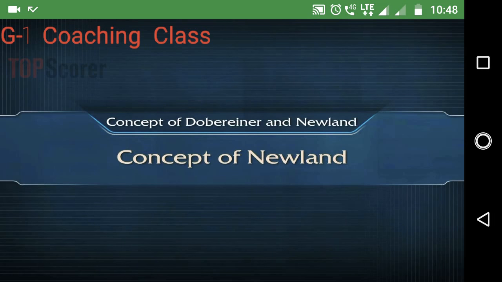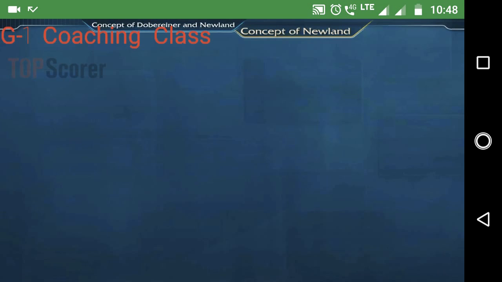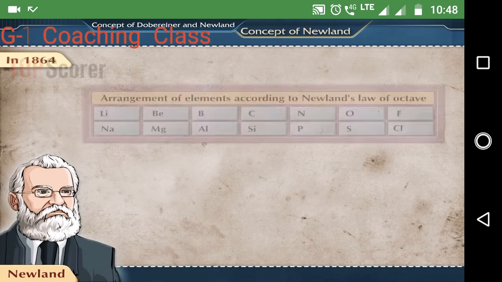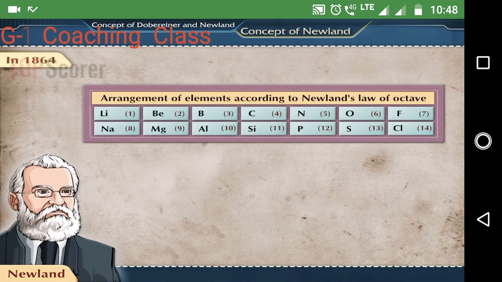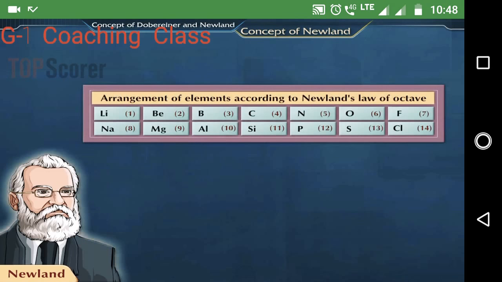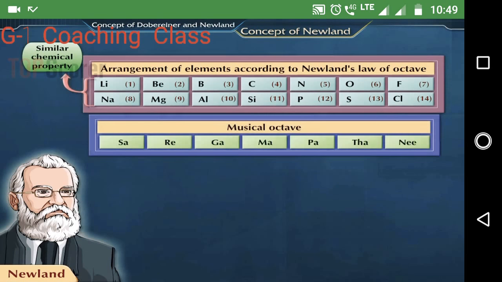Concept of Newlands. In 1864, Newlands arranged elements in the increasing order of their atomic masses. He found that the 8th element has a chemical property similar to the first element of the preceding series, like a musical octave, sa re ga ma pa dha ni sa. He called it the law of octaves.